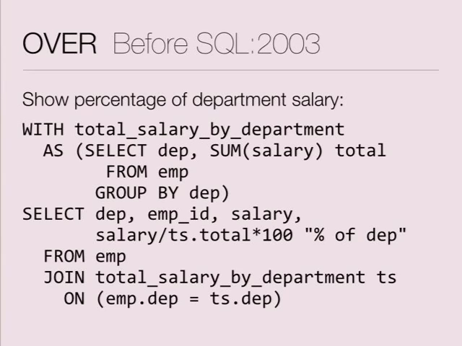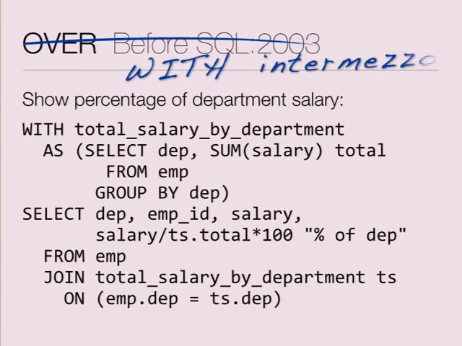Then let's look at the main query. It's going to the employees table and joining that common table expression in by department. So I have the total salary for the department next to each employee there. And what I'm doing with that is just calculating how much this employee is earning out of the whole department. That's what I'm doing in salary divided by the total times 100 in percent. So that's a possible way to solve that kind of problem without window functions. But before I show you how window functions work to solve that, I'd like to remind you of something.